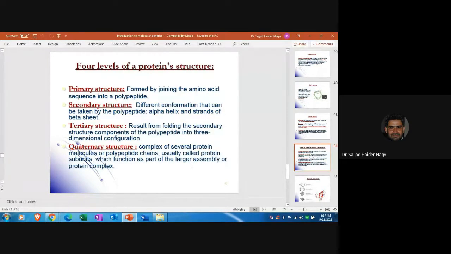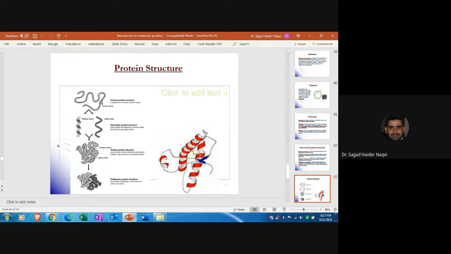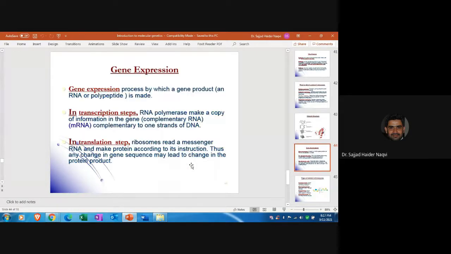There are four levels of protein structure: primary, secondary, tertiary, and quaternary. Again, I'm not going into the detail of this because that's part of the first year course. You know the difference between primary, secondary, tertiary, and quaternary structure. So this is a diagrammatic illustration of these four levels of protein structure.